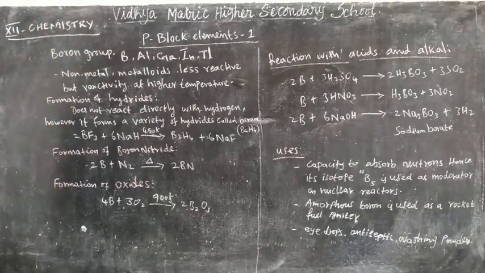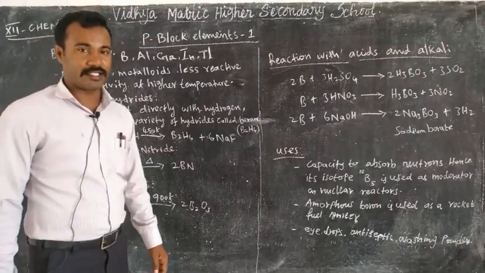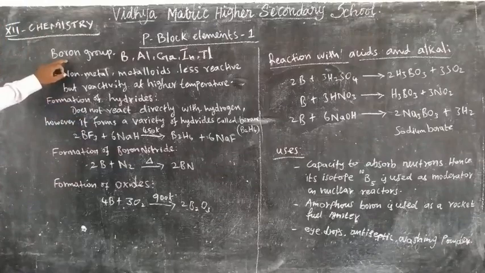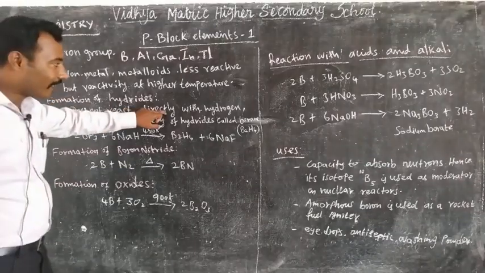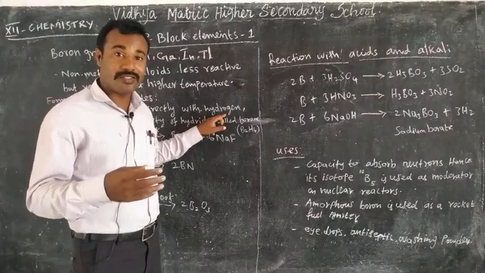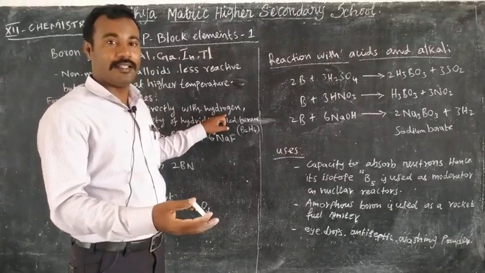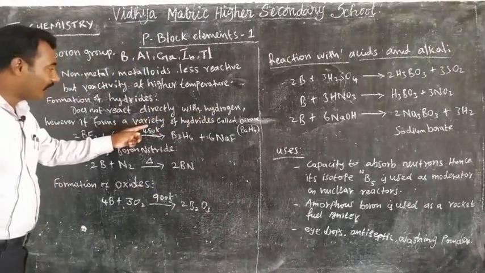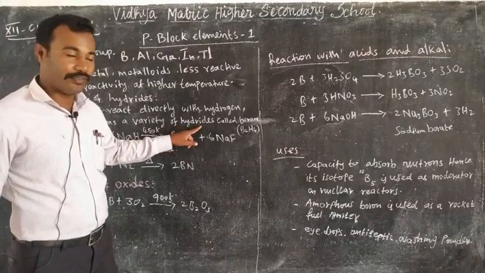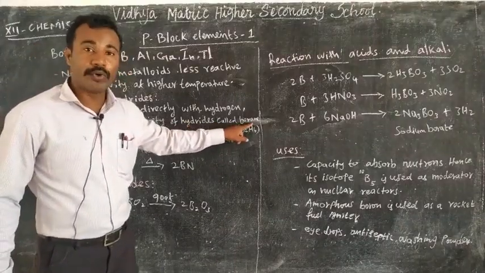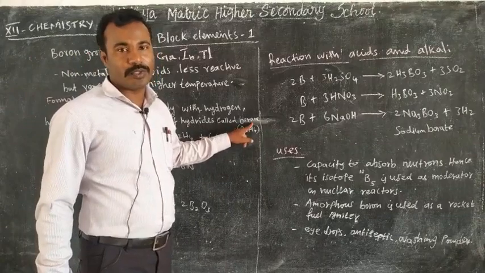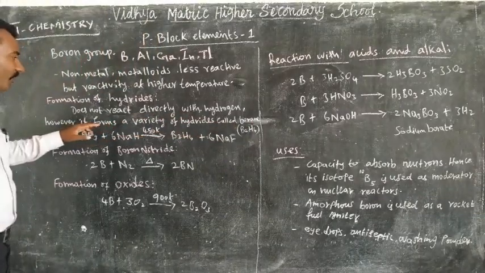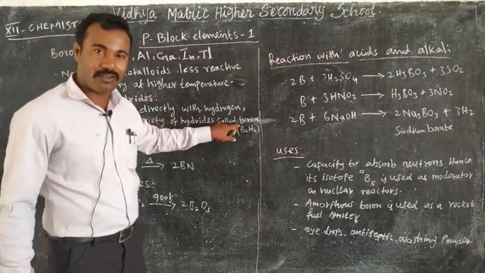The next one, formation of hydrides. Listen, boron does not react directly with hydrogen, but it forms a variety of hydrides, which are called boranes. They may ask two-mark questions: what is borane, define borane. The definition is that the variety of hydrides formed by boron are called boranes.